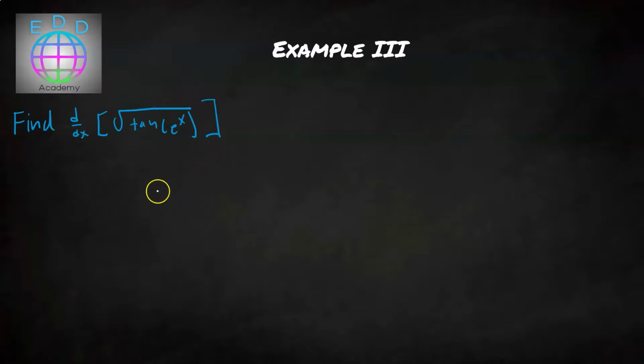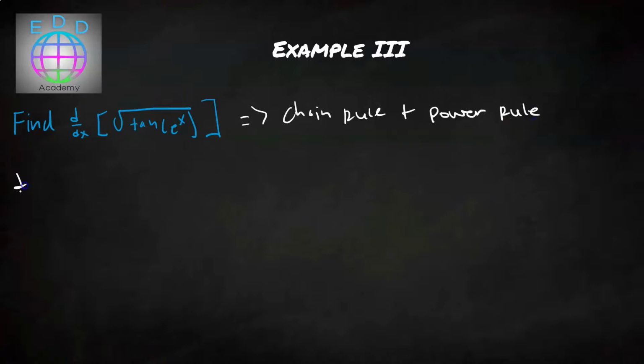Our final example asks us to find the derivative of the square root of the tangent of e to the x. This is another case of using the chain rule plus the power rule. If we write this to make it a little bit more convenient, exactly like we did in the last example, this square root can be written as the same function to the 1/2 power. So this quantity tangent of e to the x all to the 1/2.